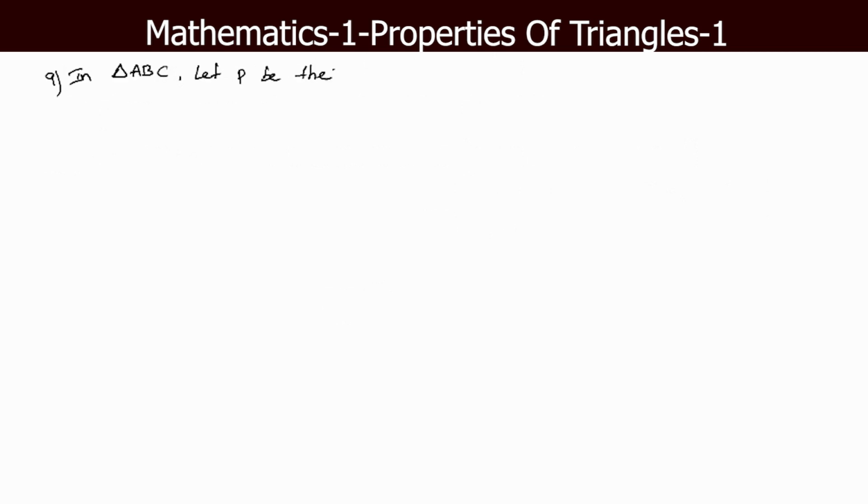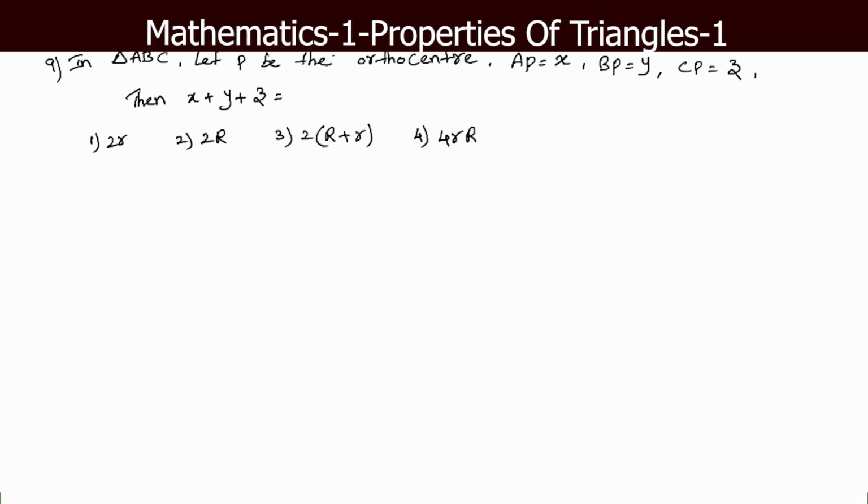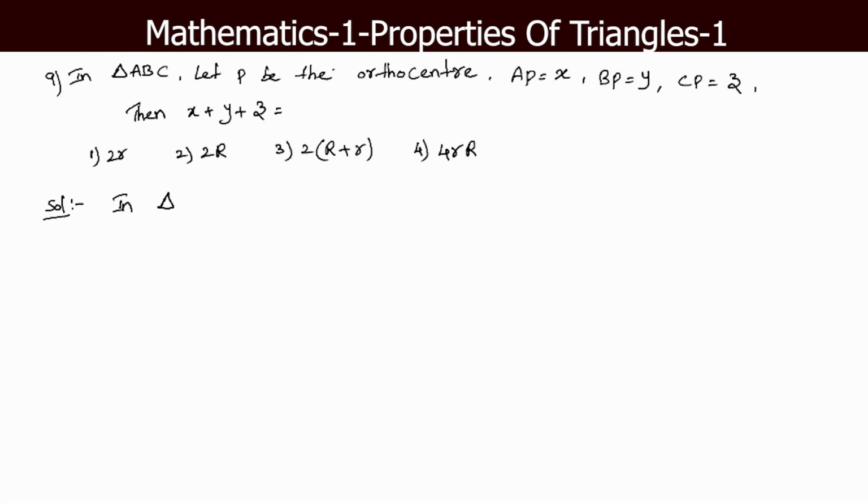Next, 9. In triangle ABC, let P be the orthocenter and AP is equal to x, BP is equal to y, and CP is equal to z. Then x plus y plus z is equal to: 1) 2 small r, 2) 2 capital R, 3) 2 into capital R plus small r, 4) 4 small r capital R. Now, in triangle ABC, suppose AD, BE, CF are the altitudes meeting at the orthocenter P, and by hypothesis you are given that AP is equal to x, BP is equal to y, CP is equal to z.